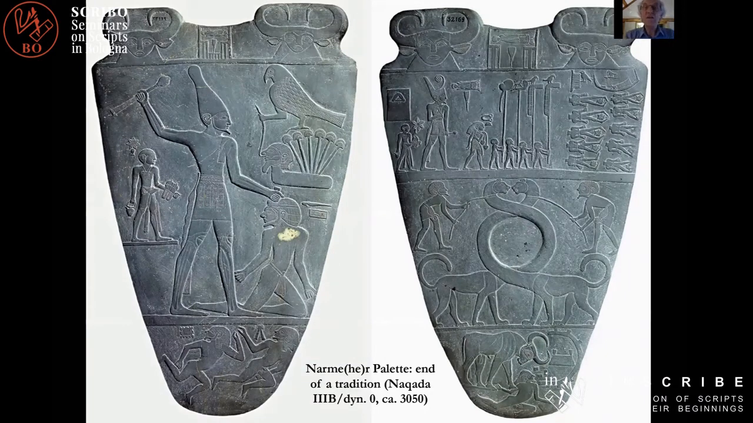You have the completely developed system here, which is also a complete integration of writing and image. So if you look on the left, you've got the image of the king about to smite his enemy. Behind him, his sandal bearer has a couple of signs written next to him, and those are signs that identify him, I think probably not by name, but by function. Narmer's name is written at the top between the two cow heads.